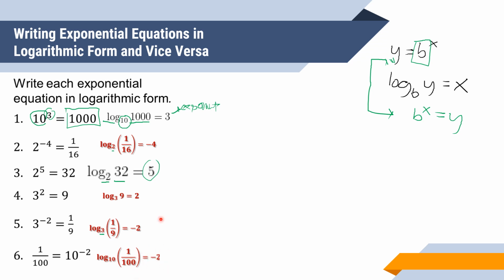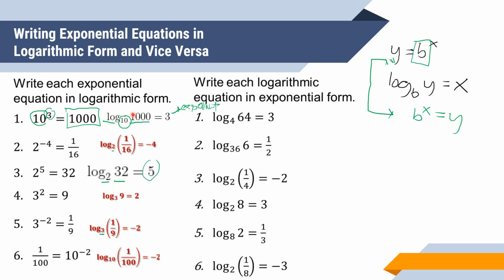So that is how we rewrite an exponential equation to its logarithmic form. Now, let's try to do the reverse. I have here a series of logarithmic equations, and our goal is the inverse: transform these to their corresponding exponential form. The first thing that we should do is identify our base and identify our exponents.